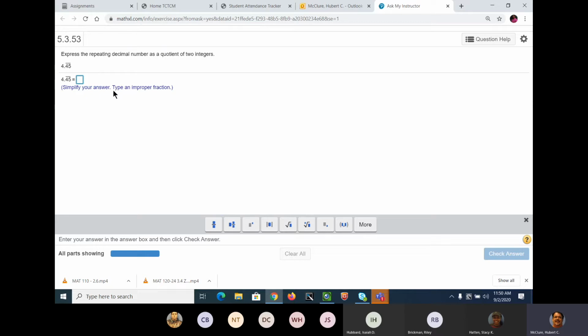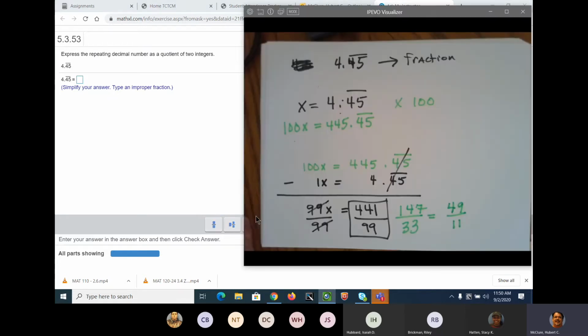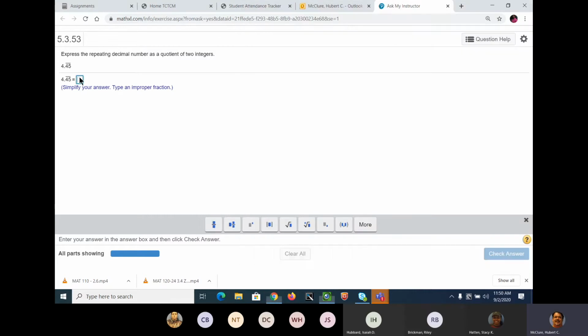So 3 will go into 4 one time. That'll leave 1, 14. 3 will go into 14 4 times. That'll leave 2, 21. I got 147 over 33. It'll go in again. 3 will go in there 4 times. That'll leave 2, 27. 49 over 11. I think that's it. So I got 49 divided by 11.